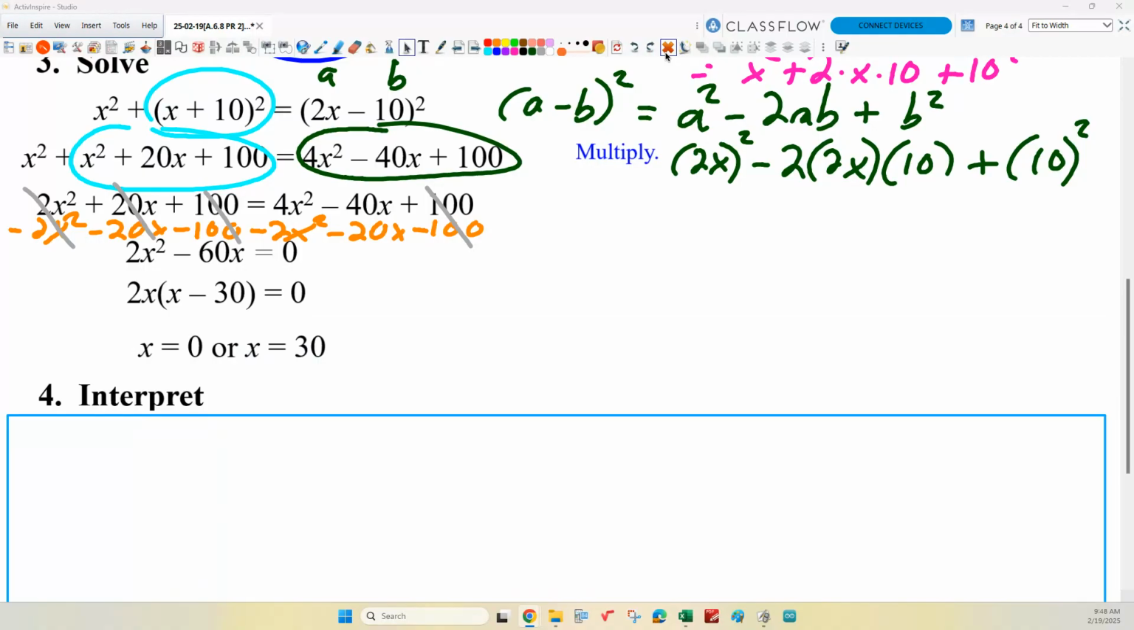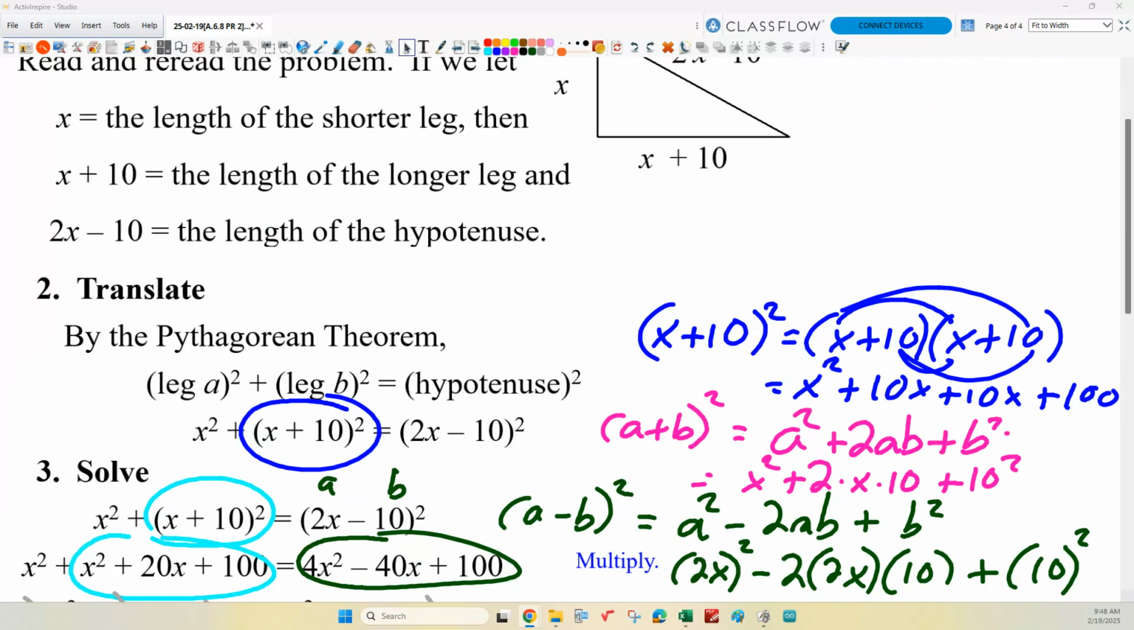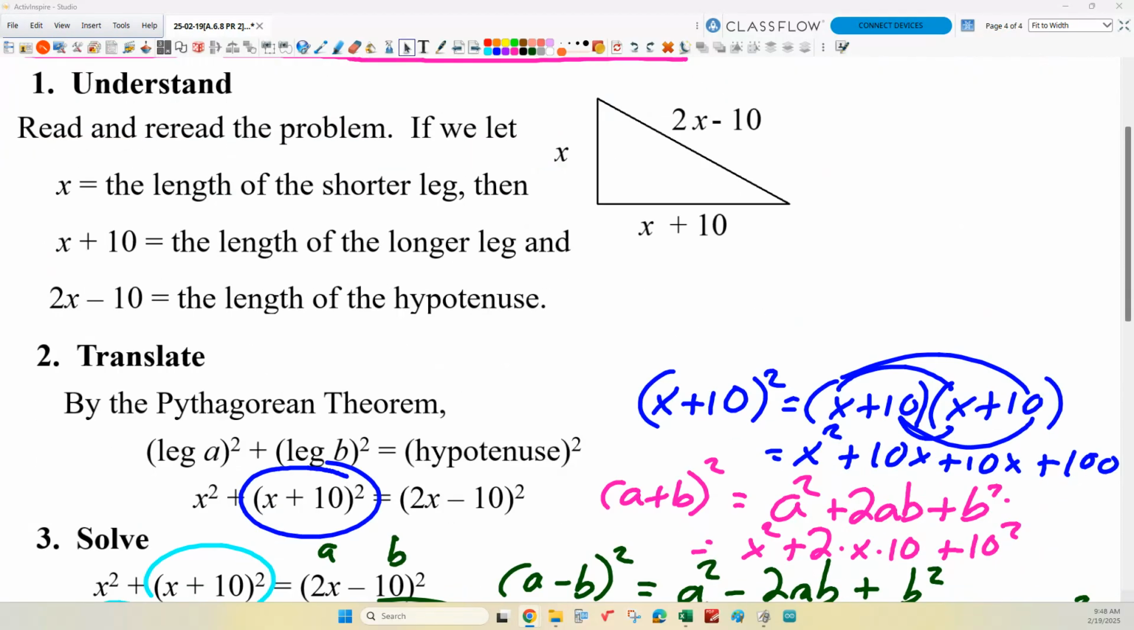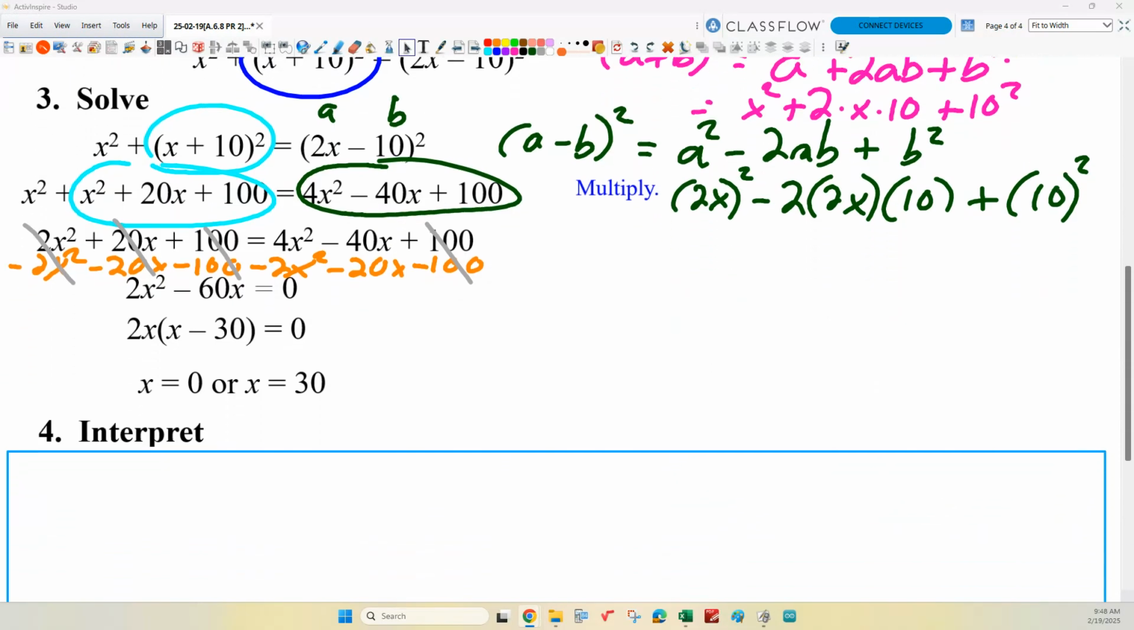Okay, but now we have to go back to the original problem and see if those make sense. Which one of those makes sense, 0 or 30? Which one of those doesn't make any sense? Remember, x is the length of the shorter leg. 0 doesn't make any sense, does it? If I have a side of a triangle with length 0, is that even a triangle? No, right? That leg just completely disappears. So even though it makes sense mathematically when we did the algebra, in the context of our problem, that 0 doesn't make sense. So our answer is x equals 30, right?